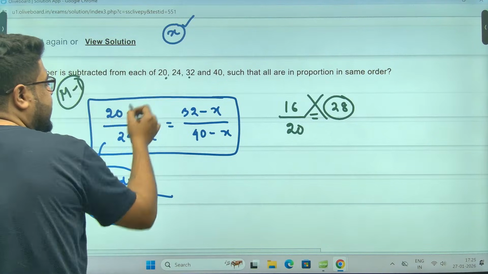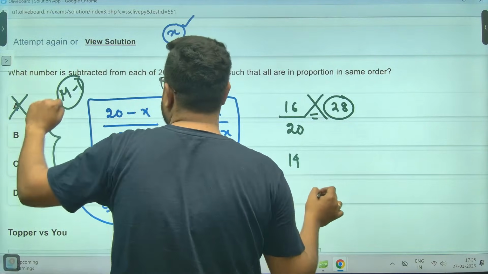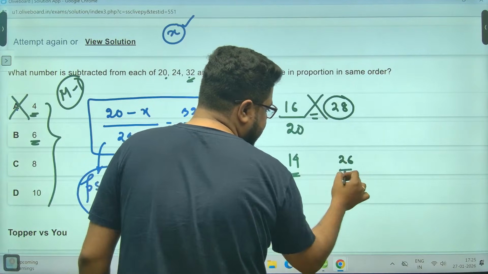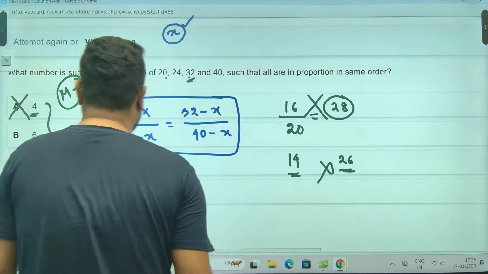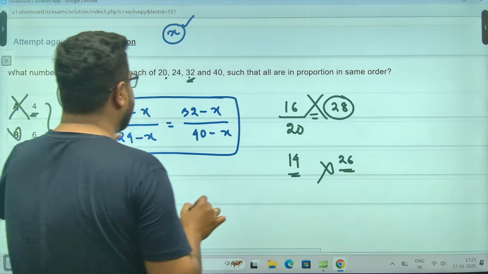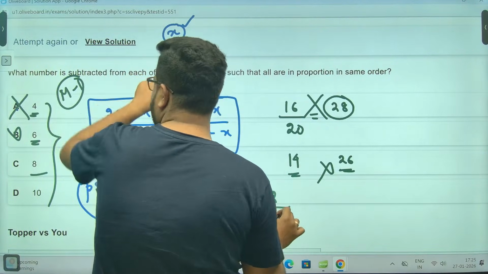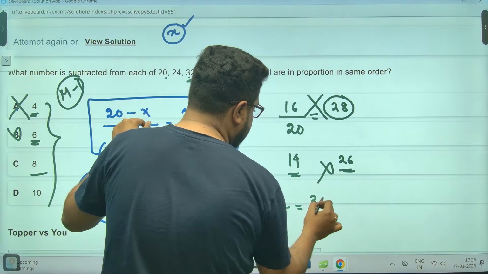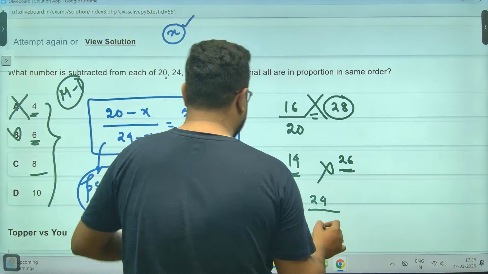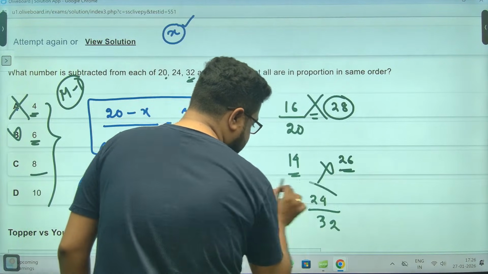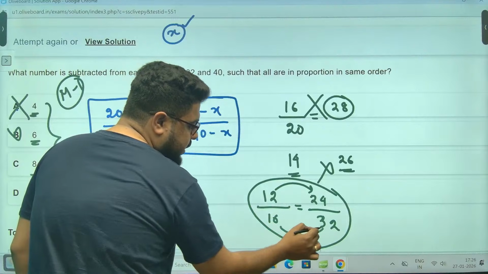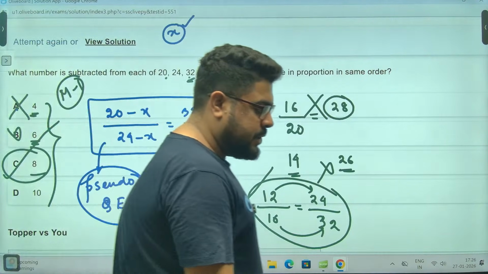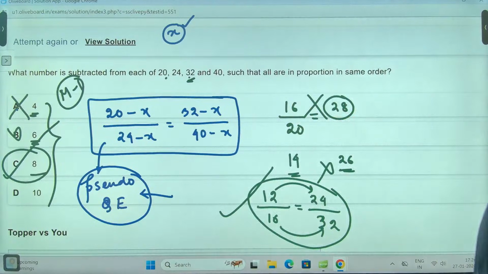Take this one: 20 minus 6 is 14, which has a 7, and 32 minus 6 is 26, which has a 13. Not possible. Let's take 8. 20 minus 8 is 12, 24 minus 8 is 16, 32 minus 8 is 24, 40 minus 8 is 32. You see, it matches. 12 twos are this, 16 twos are this. That's the answer. So option C, 8, is the correct answer.